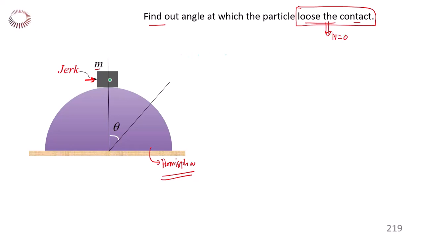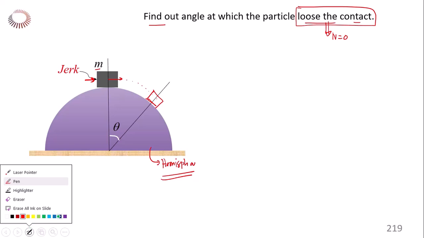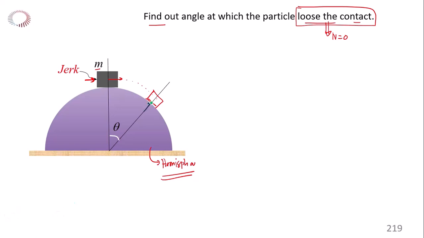Okay, you start the particle with some velocity. So the particle is moving down, down, down. At this point, let us say I am taking the situation that the particle loses the contact. So what is happening over here? Here the normal is acting in this direction. So this is the direction of the normal force. mg is acting vertically downward. So let us say the particle is moving with the velocity v over here.